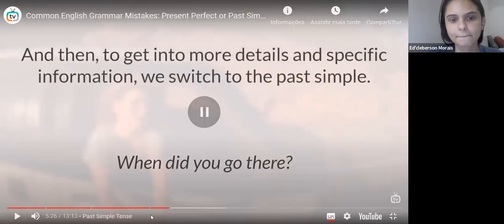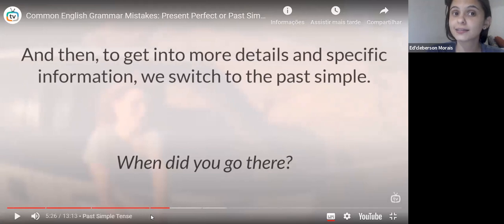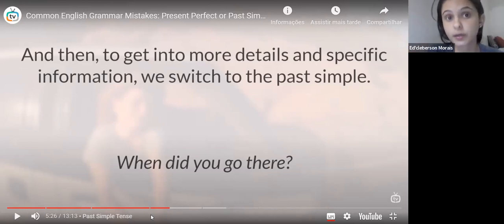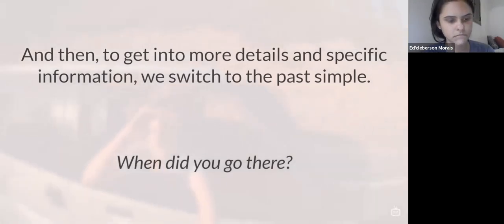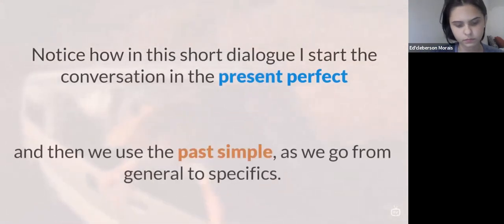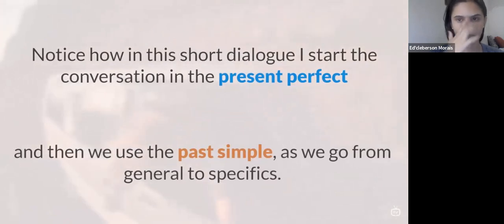Next one. And then to get more details. So you said when you went to Russia, right? What's the year? When did you go there? 2018. Okay, so you went in 2018. Very good. Specific information, we switch to the past simple. When did you go there? Notice how in this short dialogue, I start the conversation in the present perfect, and then we use the past simple as we go from general to specifics.